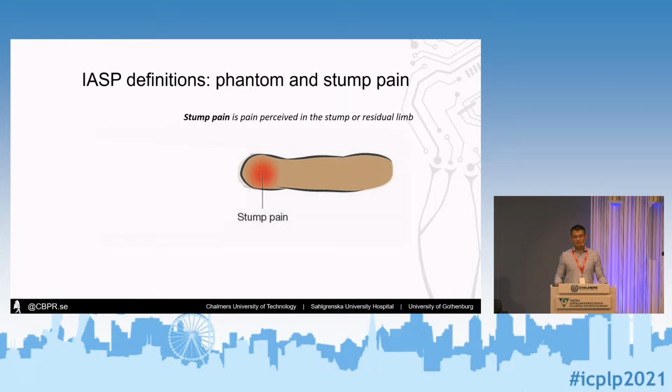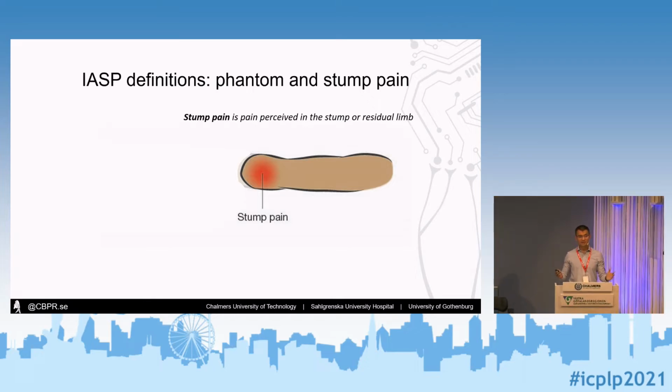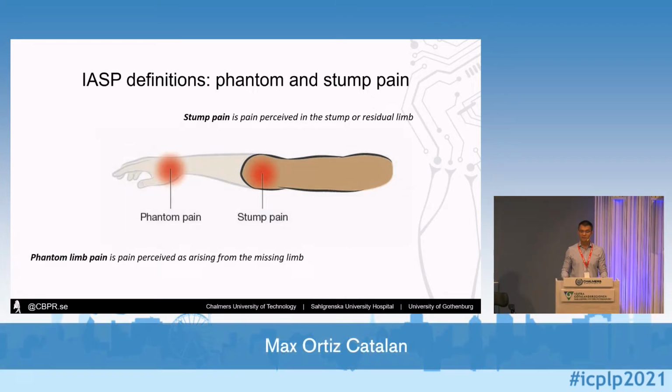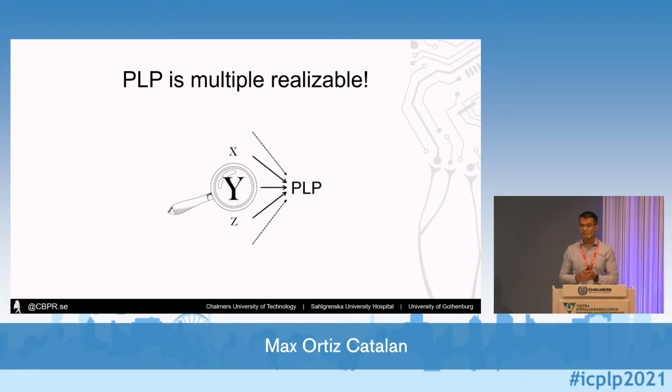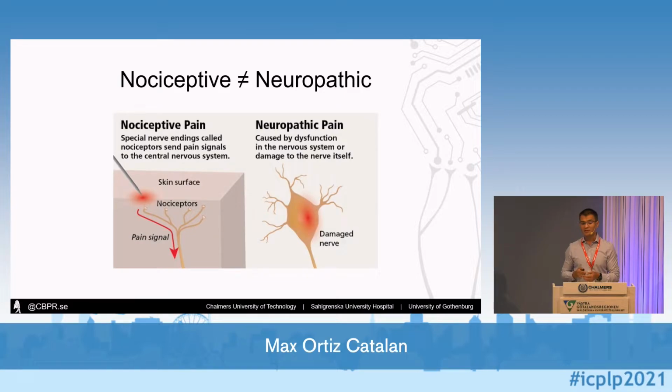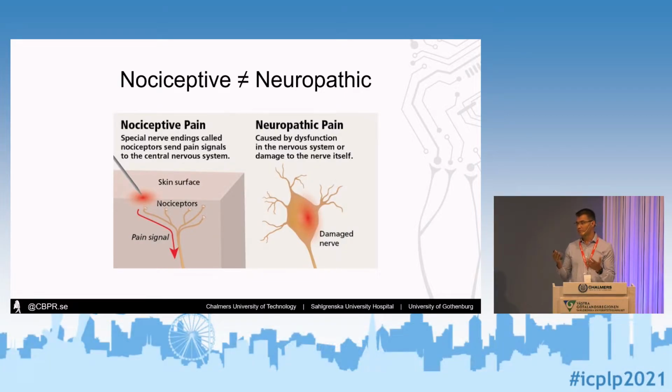I guess it is important that we keep in mind the official definition by the IASP on phantom limb pain. So it is related to the localization of the pain. And what I mentioned yesterday, and maybe was overlooked a bit, is that there are different causes by which phantom limb pain can be elicited in a person. And then we know the difference between nociceptive and neuropathic pain.